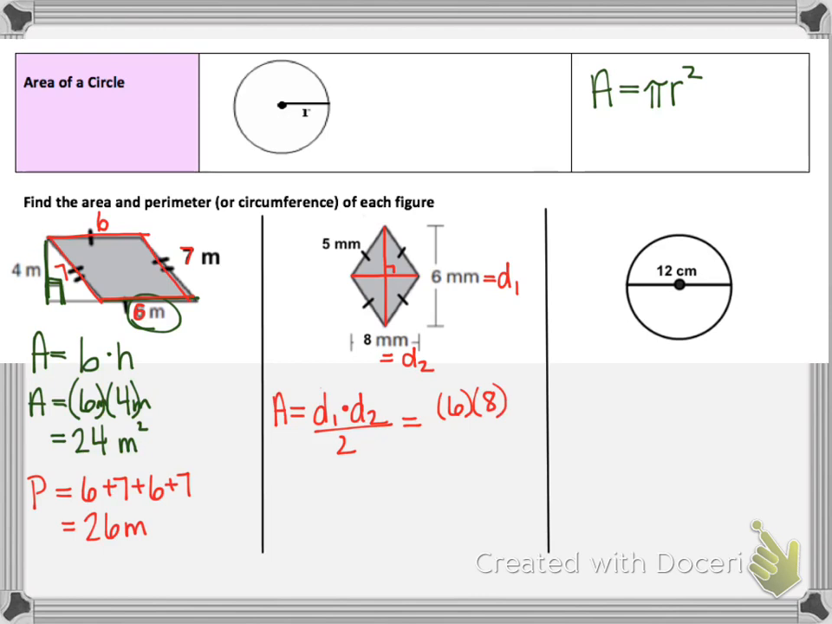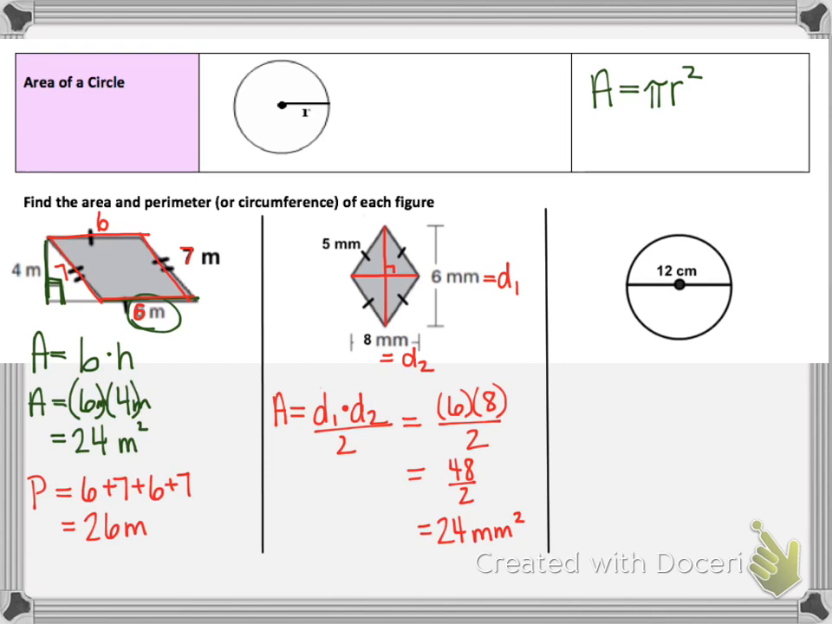8 times 6 divided by 2. So 8 times 6 is 48. So I got 48 divided by 2. So that's going to give me 24. So that'll be 24 millimeters squared.